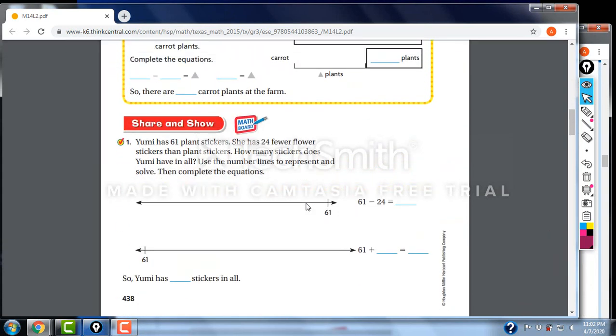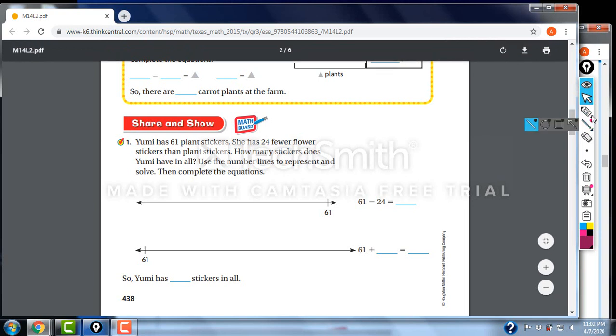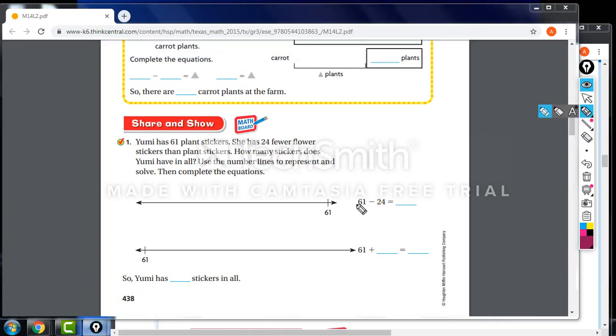Here's another one. Here's where we're doing the equation twice. The number line. Yumi has 61 plant stickers. She has 24 fewer flower stickers than plants. So we have to do 61 minus 24. And then we have to plug that here to get our answer.